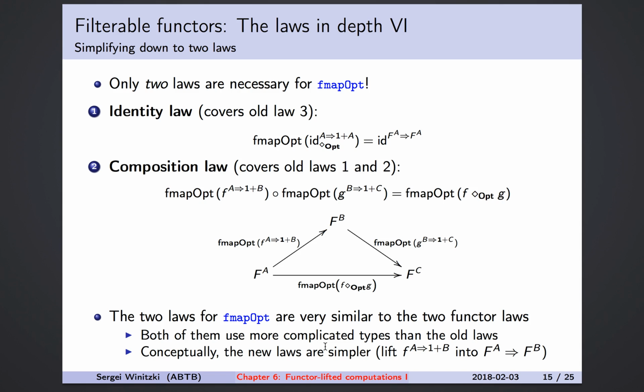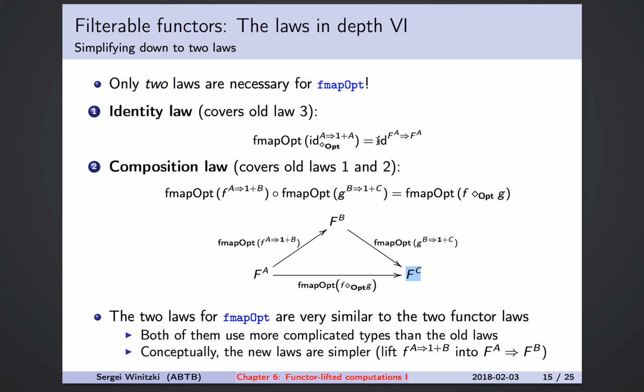So this is some kind of twisted composition, and they're more complicated types than the functor laws, but conceptually they're simpler. Actually, they're also more complicated than the filter laws, but conceptually they're simpler. They're fewer and easier to understand. This is just some kind of twisted lifting from one kind of set of functions to another, and from functions of this type to functions on the container. And the lifting, of course, must respect the usual laws.